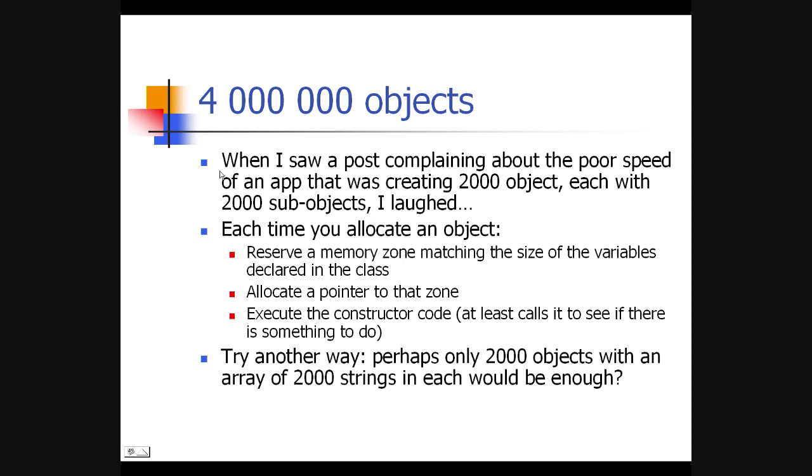Perhaps create only your 2000 objects and in each an array of 2000 strings. That would be enough. Because if you persist in that direction to create 4 million objects because you need 4 million objects, well, I don't know what kind of program you're writing, but I'm guessing it's not going to be fast at any given time. Just way too many things to manage.